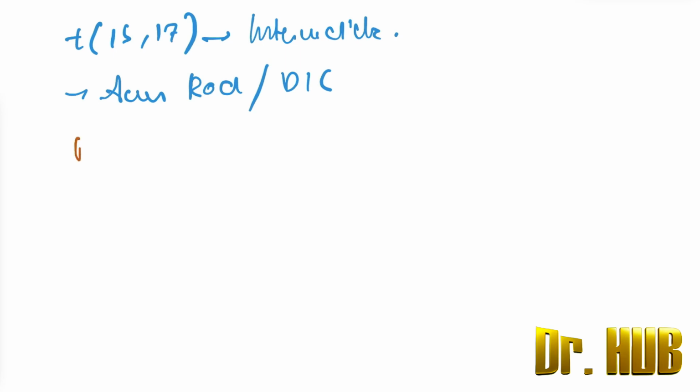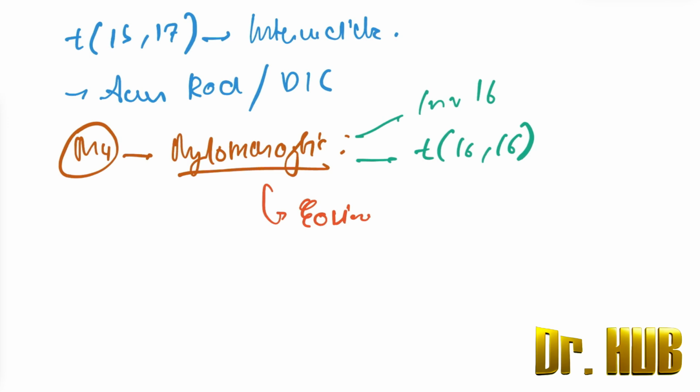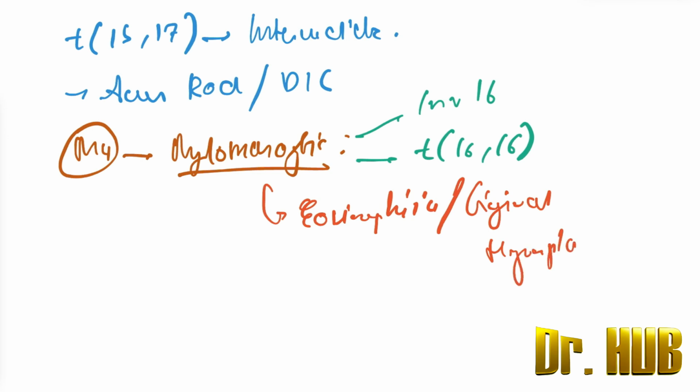Next we look at M4. M4 stands for myelomonocytic. So it involves inv(16) as well as t(16;16). There is also presence of eosinophilia and gingival hyperplasia.